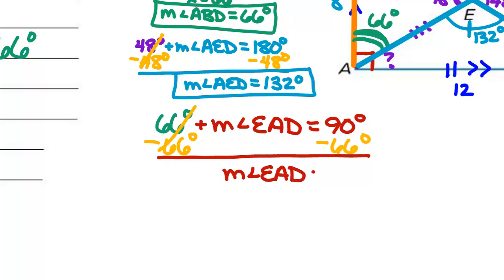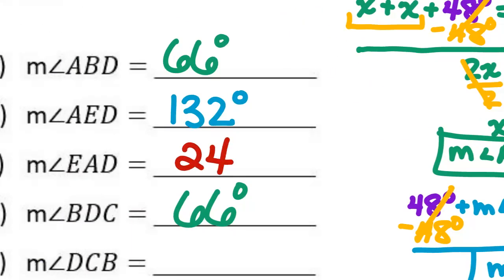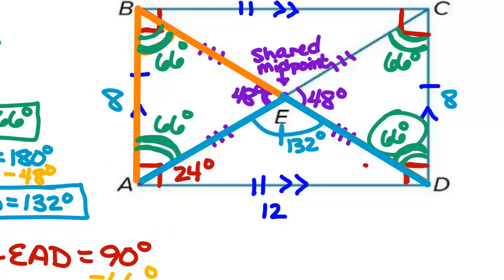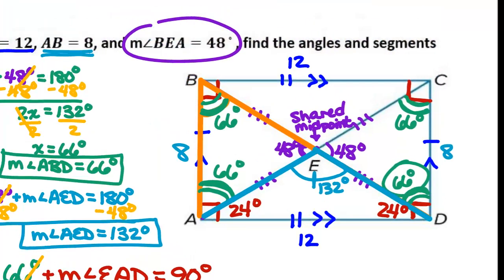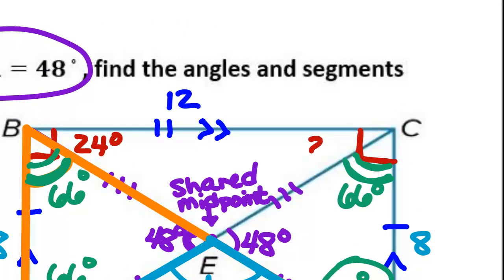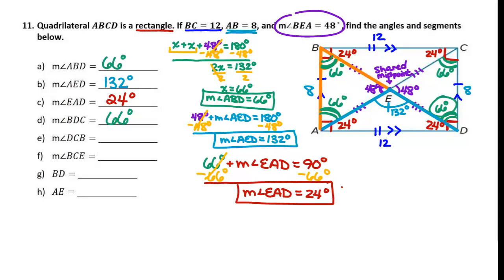Give me just a second, let me get caught up. So 24 degrees, I'm going to add this to my picture. So this little angle down here is 24 degrees. What other angles would be 24 degrees? Yep, right here, ADE. Up here, CBE. And BCE. Those are all 24-degree angles because the corners have to add up to 90. 66 plus 24 adds up to 90.